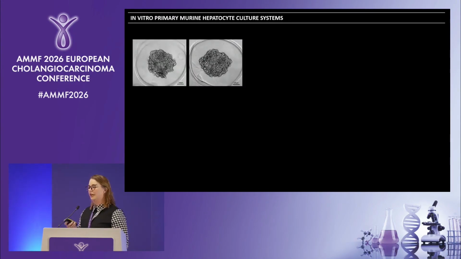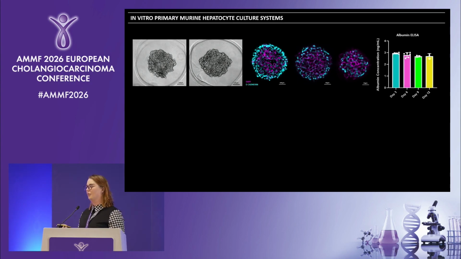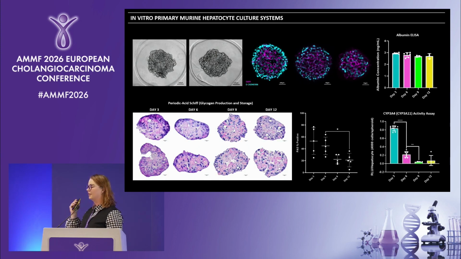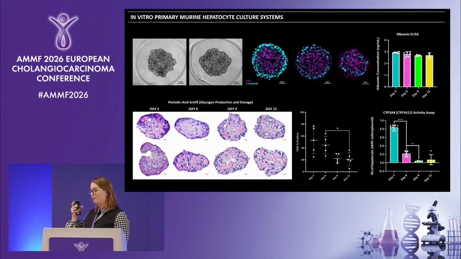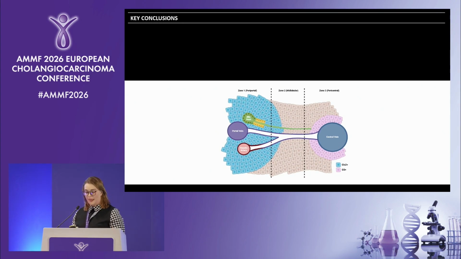So we then moved on to looking at three-dimensional cultures, and these showed that they were able to maintain the functionality and morphologies of the hepatocytes longer term, with albumin secretion being maintained, glycogen production and storage, as well as the cytochrome activity. The spheroids were also shown to be able to maintain zonation to some degree, and we were able to modulate it by adding certain supplements into the media to drive it towards either a periportal or pericentral-like phenotype.